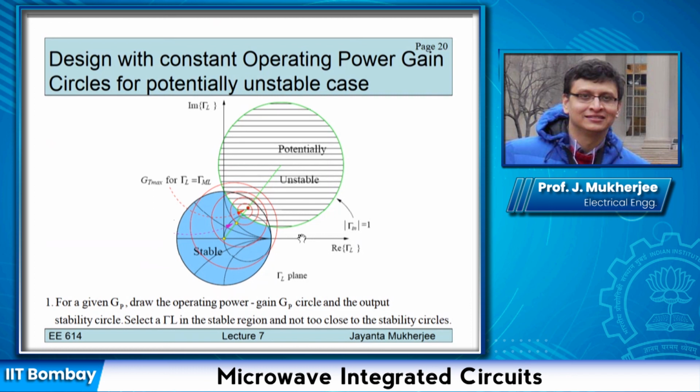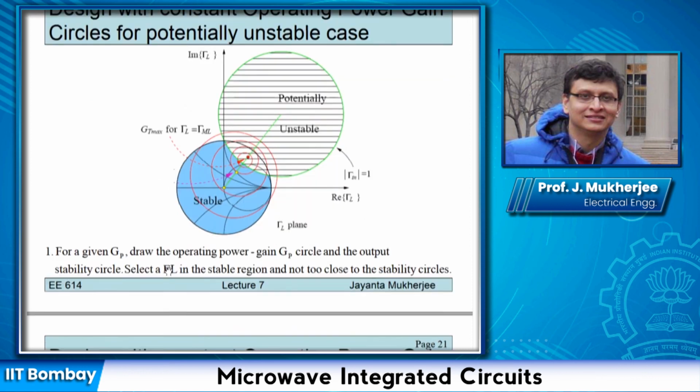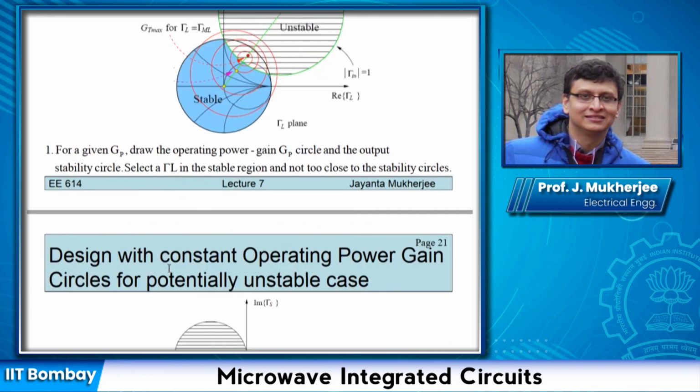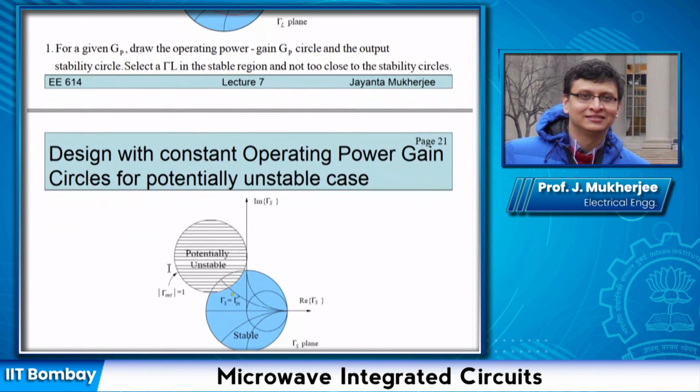So this slide shows what happens when both your constant GP circles as well as your output stability circle are present. In this case, suppose this red circle represents the gain that you wish to achieve. You cannot choose a point which lies in the potentially unstable region. You have to choose a point which is first of all inside the unit circle and also outside this potentially unstable region. Okay, so that's how we can design it.